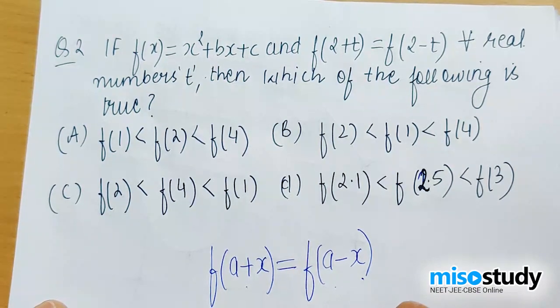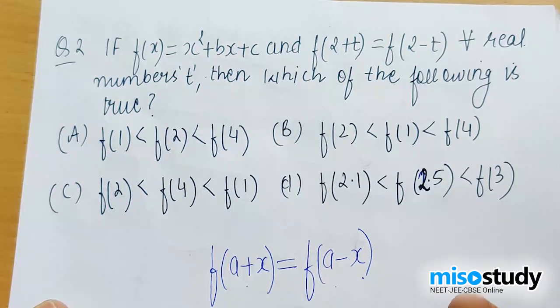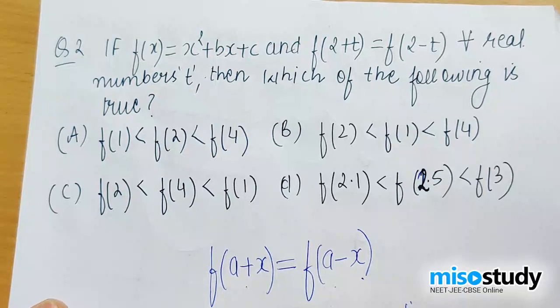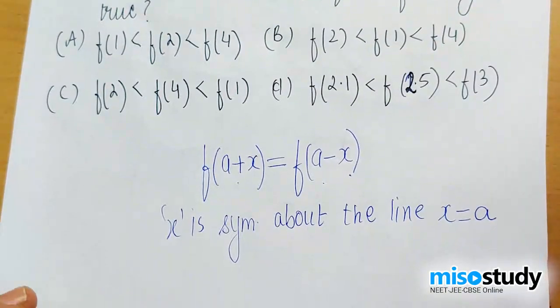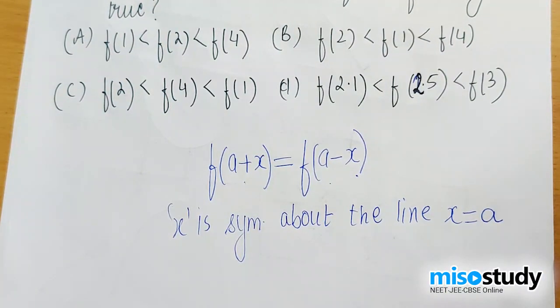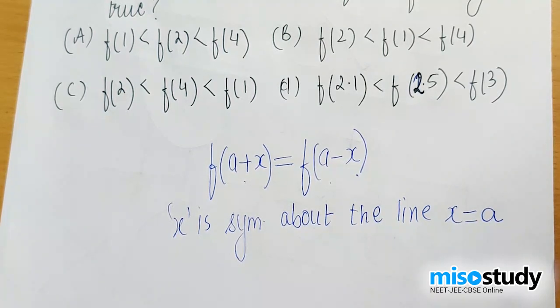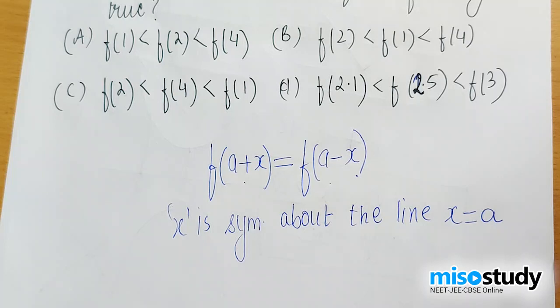f(x) is symmetrical about the line x equal to a. This is the result. And in case a student is a bit confused about it, or needs more clarity, you can always ask for a 5 minute video. You can always request the same. We'll do that to make you understand this thing.